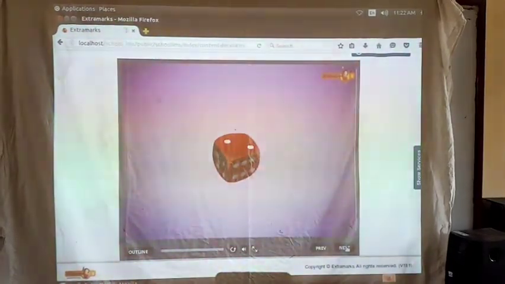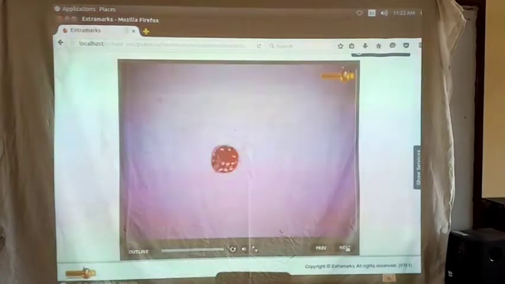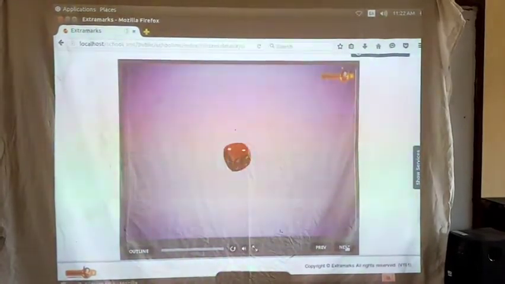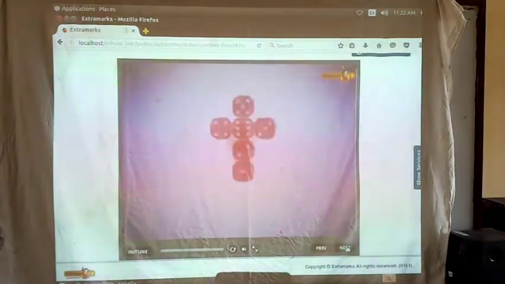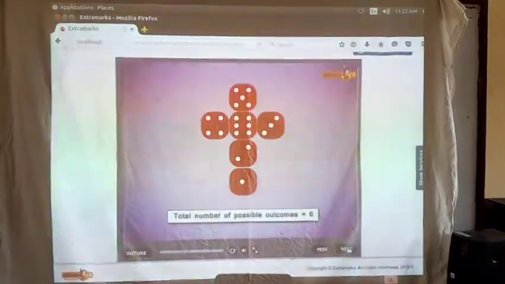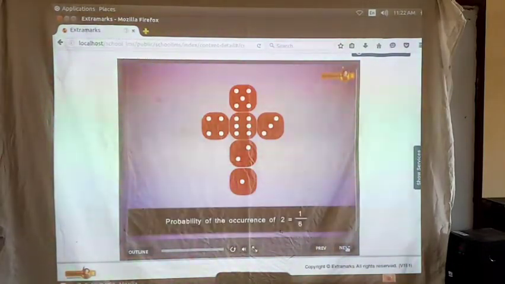Now let's observe what are the chances of the occurrence of number 2 when we roll this die. Number of ways it can happen is 1. Only one face has 2 on it. As the die has 6 faces, the total number of possible outcomes is equal to 6. Hence, the probability of occurrence of 2 is 1 upon 6.